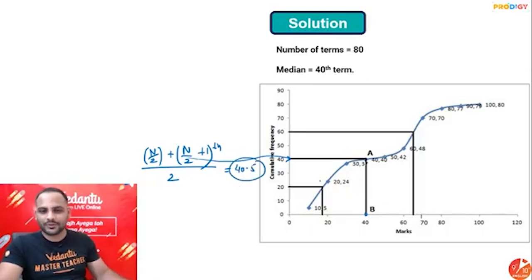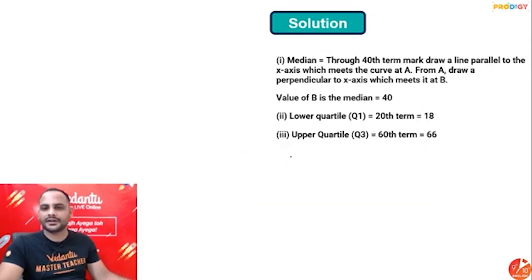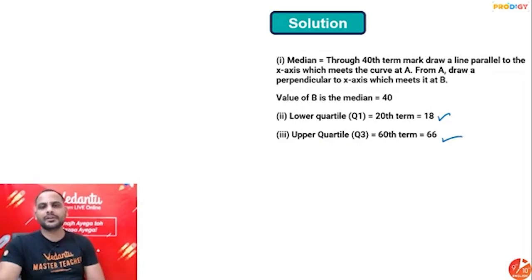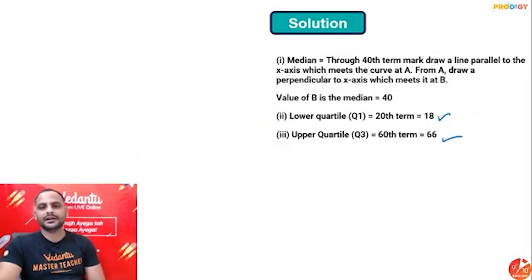Now, for lower quartile, beta, what is the formula? Since it is even, n by 4, 80 by 4, which means 20th term. So from 20, drop the perpendicular, and upper quartile will be 3n by 4, which is 60th term over here. Done. Okay, so this you will be getting. Since it is the cumulative frequency distribution table, this is how you'll be getting it.